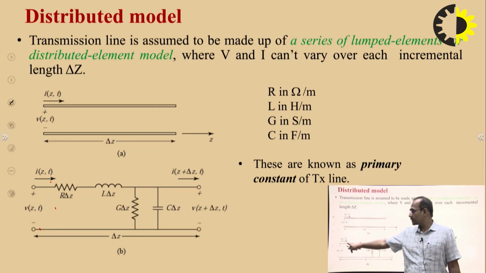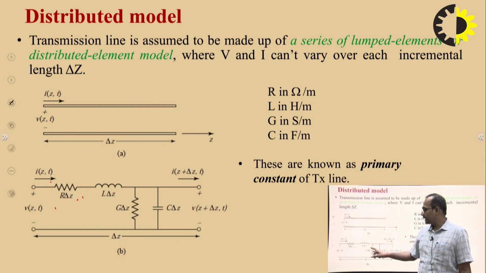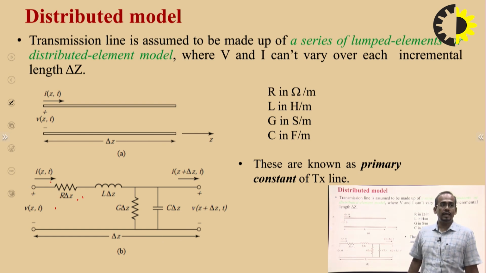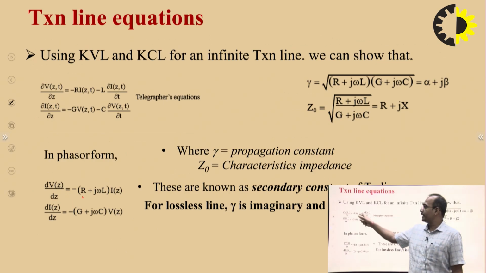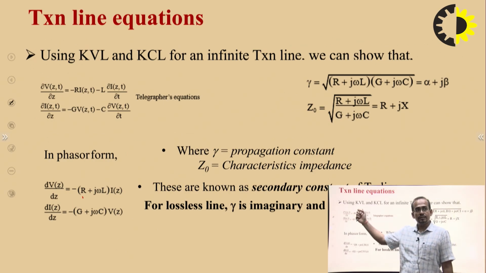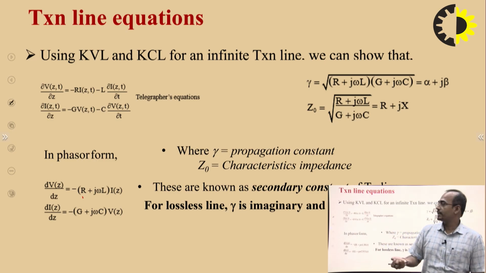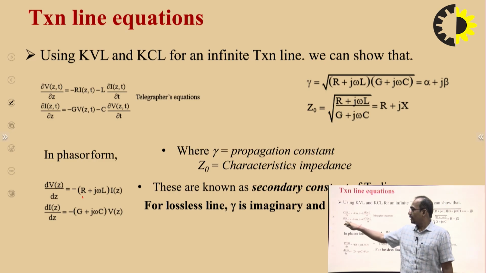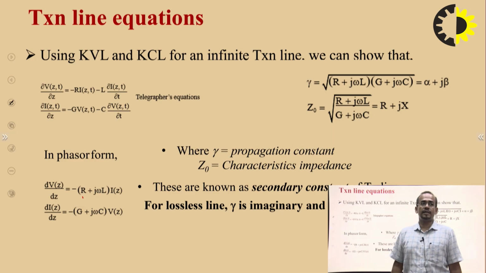The current flowing through this resistance is I, or you can say the voltage drop across this resistance is R i(z,t), and the voltage across this inductor is L di by dt. So, ΔV(z) by ΔZ is equal to minus R i(z,t) minus L ΔI(z,t) by Δt. Similarly, we can write for the current ΔI(z,t) is equal to minus G V(z,t) minus C ΔV(z,t) by Δt.